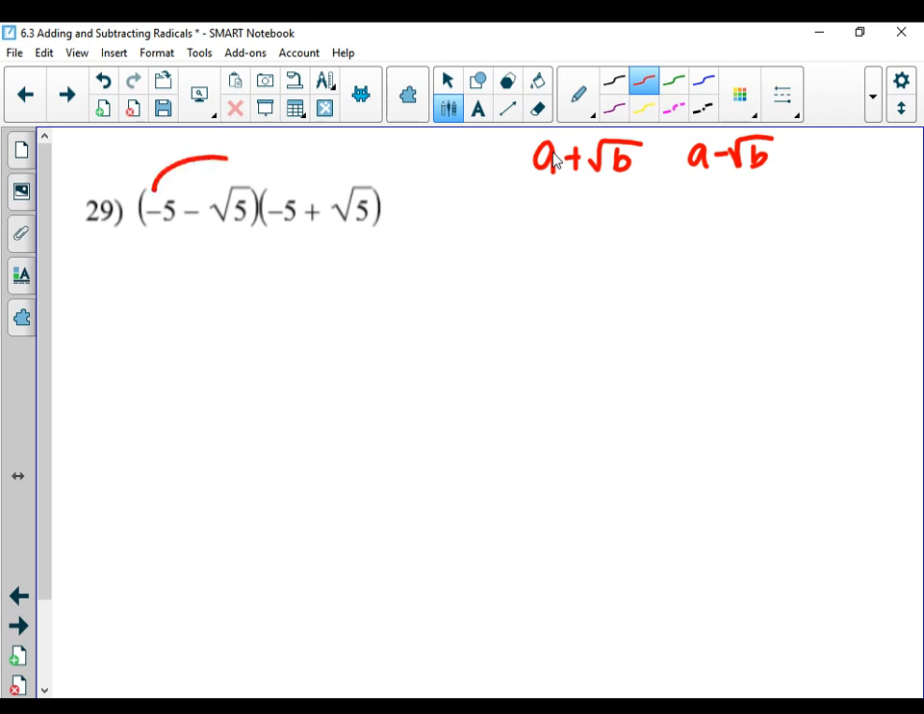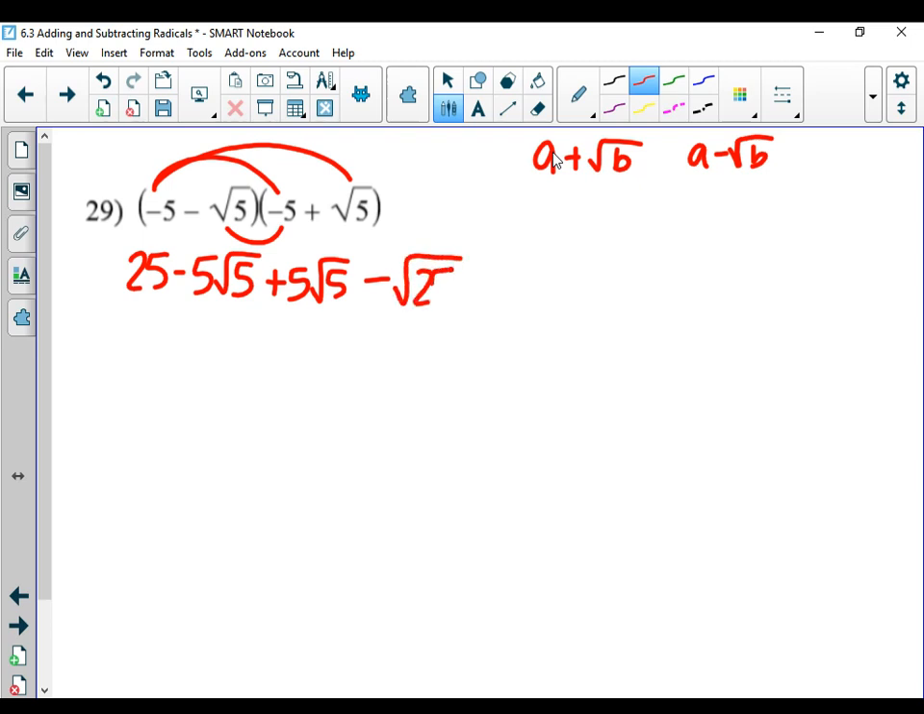So if I multiply these together, I get 25 minus 5 square root of 5 plus the square root of 5, or 5 square root of 5. That's the whole purpose right there. That middle term will cancel out. And then minus square root of 25, and we'll get to that in a second. So this cancels, and I get 25 minus 5, which gets me my 20 as an answer. So we use the conjugate to make radicals disappear. We use the conjugate to make i's disappear. So basically the conjugate just gets rid of all the ugly stuff for us, okay? And that's why we use it.